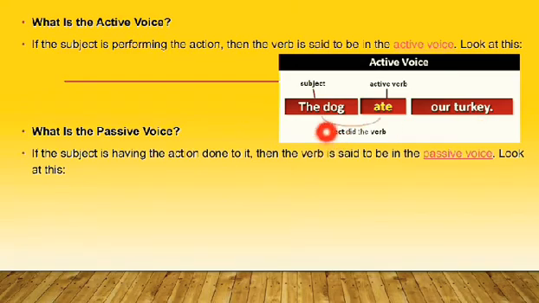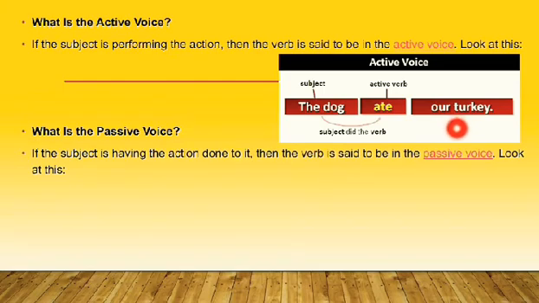So when the dog is acting here, what is the dog doing? The dog is eating. Okay, so when the dog is eating, what is it eating? It is eating our turkey. So the dog ate our turkey. This is in the active voice.